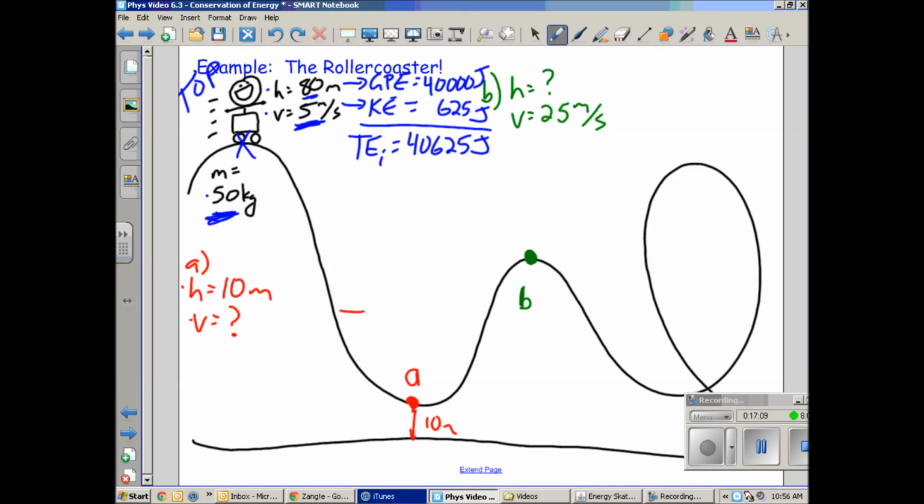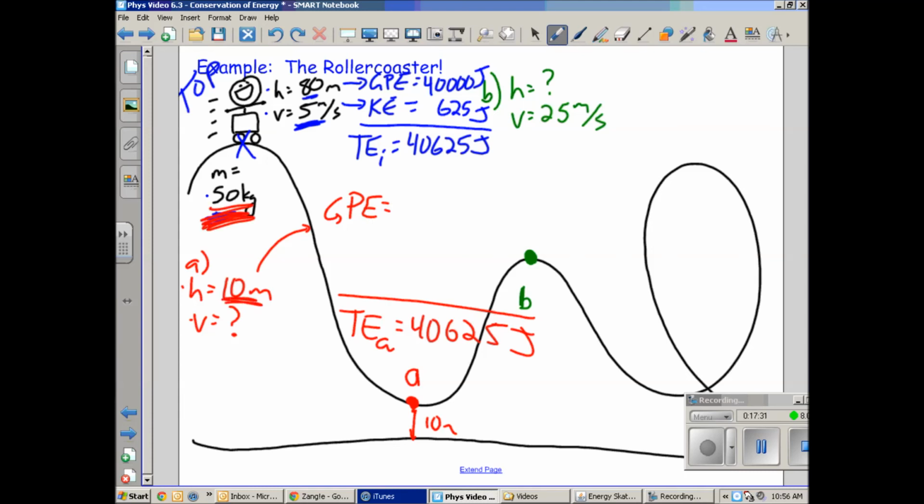All right? That is huge, because now I know when I get down here to part A, I know that my total energy here at point A also has to be 40,625 joules. Okay? So what else do I know at point A? Well, at point A, I know the height, so I can use that to find my GPE by doing mass times acceleration of gravity times height. So that's going to give me 5,000 joules.